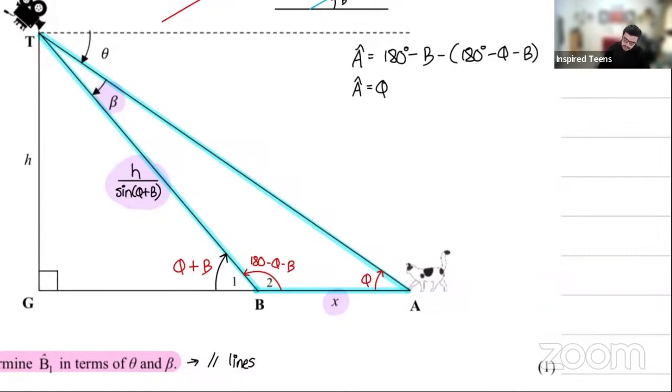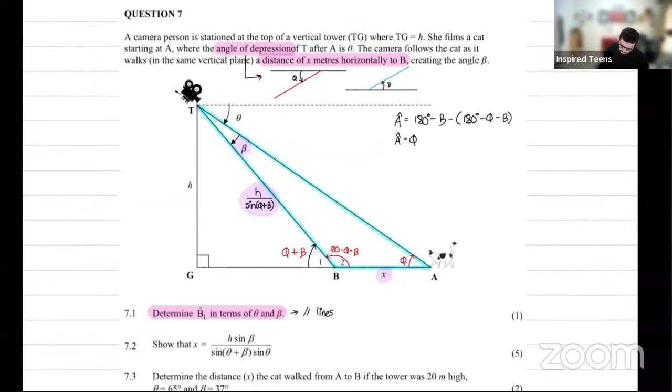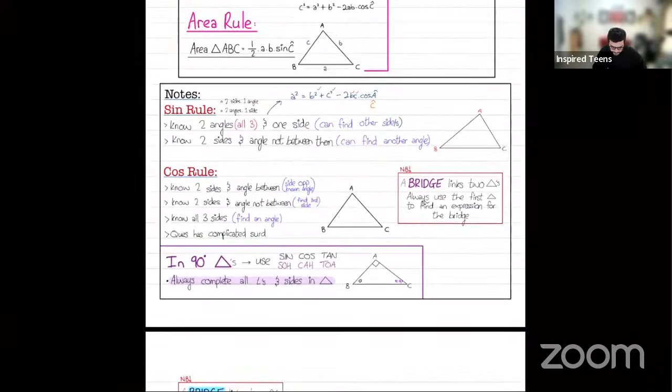Now, let's just say we didn't solve for that. We had two sides and one angle.